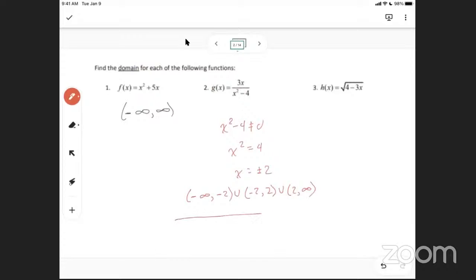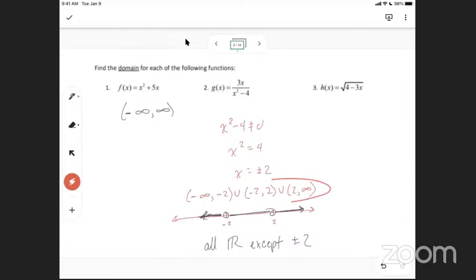Literally what that looks like on a graph, if here's my -2 and here's my +2, is it would be from -2 to +2, but not including them, and then to the right. So that's the way you can write it graphically, you just put the holes there. Or another way you could write it is you could say all real numbers except plus or minus 2. Depends on how your teacher wants you to say it, but normally I think in your school they want you to say it like this in interval notation.